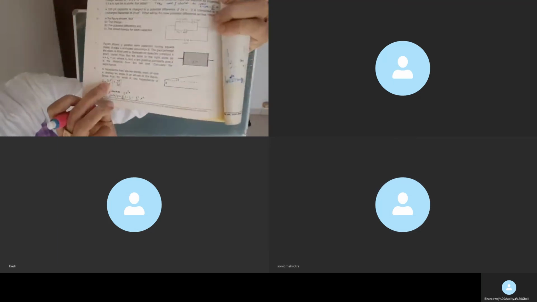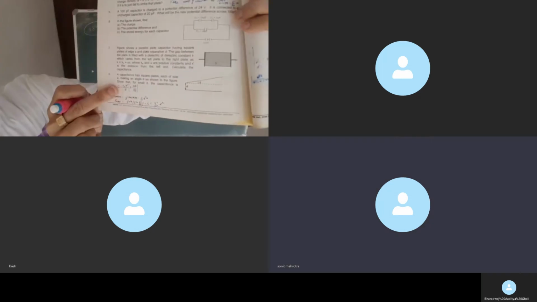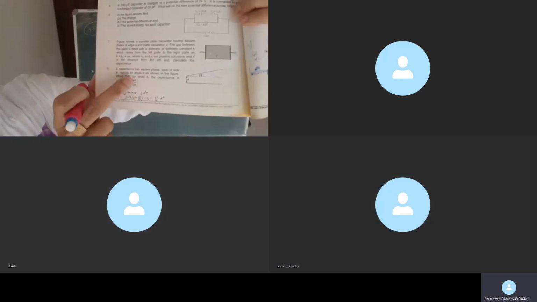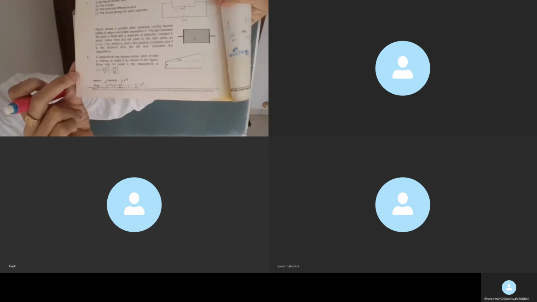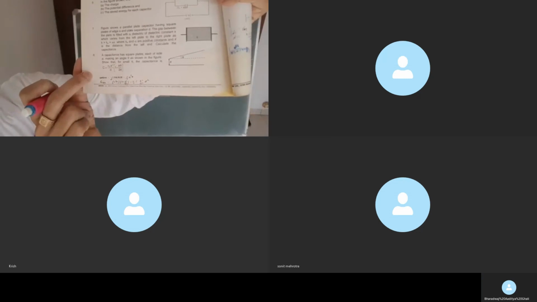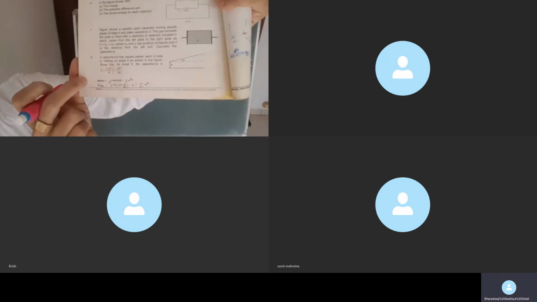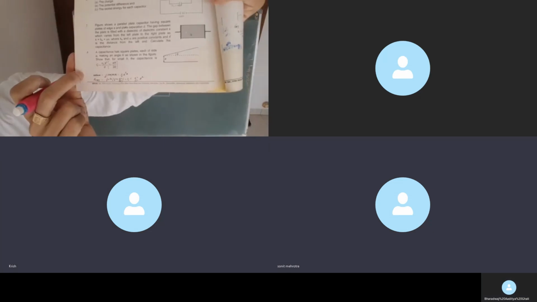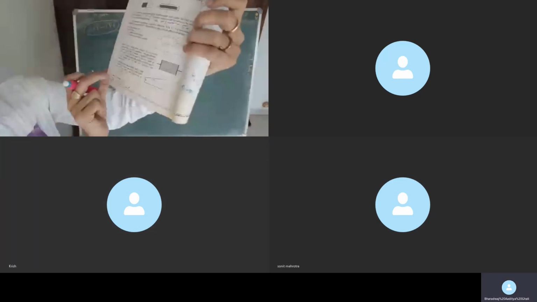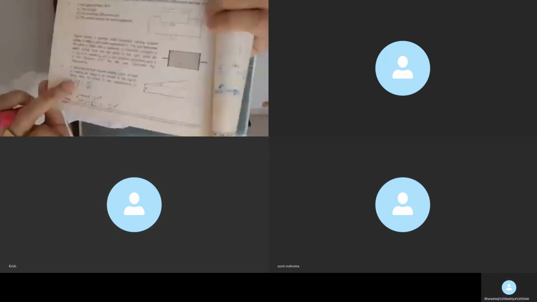Are you getting it? Are you able to see it? A square epsilon naught. Put theta equal to 0 here. If you put theta equal to 0, what do you get? You get A epsilon naught by D, correct? A square is the area.